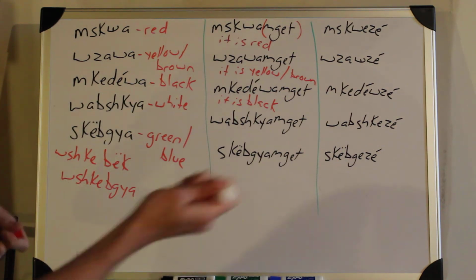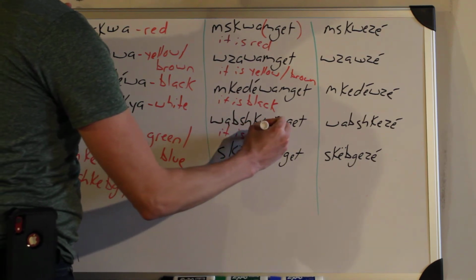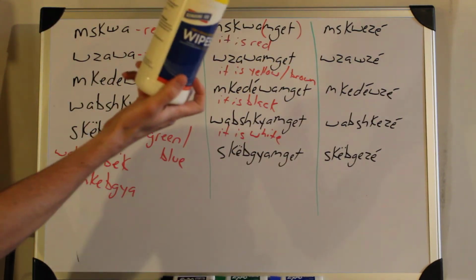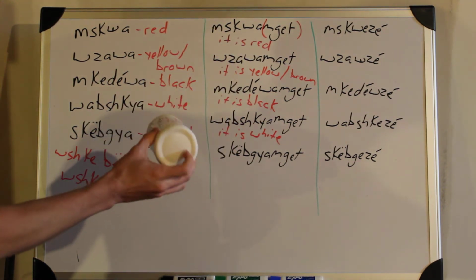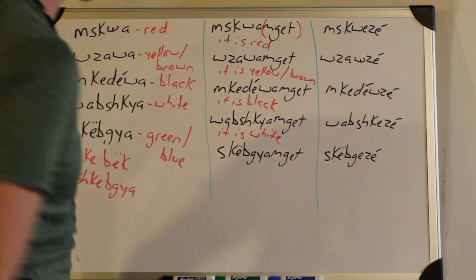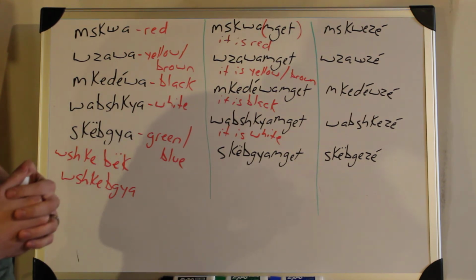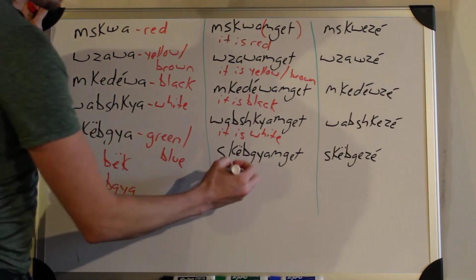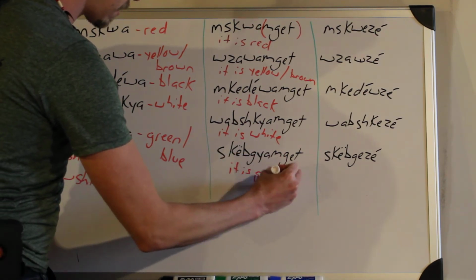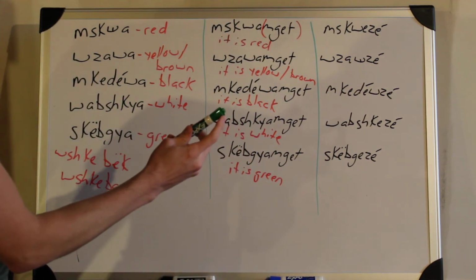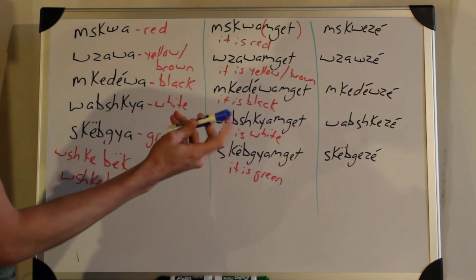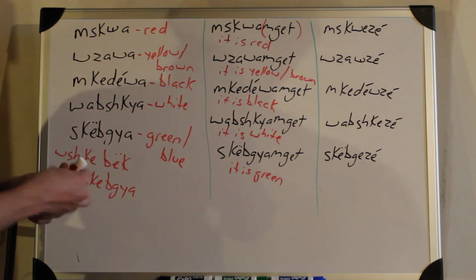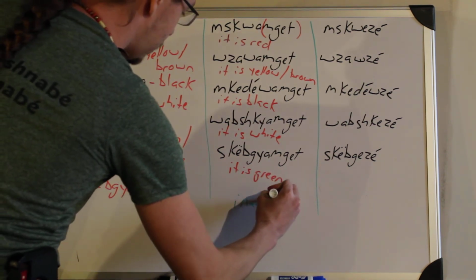Wabshkiamgit, white, it is white. Wabshkiamgit oda, this can, whatever you want to call this. This is an inanimate thing. Wabshkiamgit oda, this is white. And the next one down, Skubgiamgit. So Skubgia, green or blue. Skubgiamgit, it is green. I say, Skubgiamgit oda, this is green. Or I could say, Skubgiamgit oda, this is blue. It all depends on your scenario. So these are all inanimate.